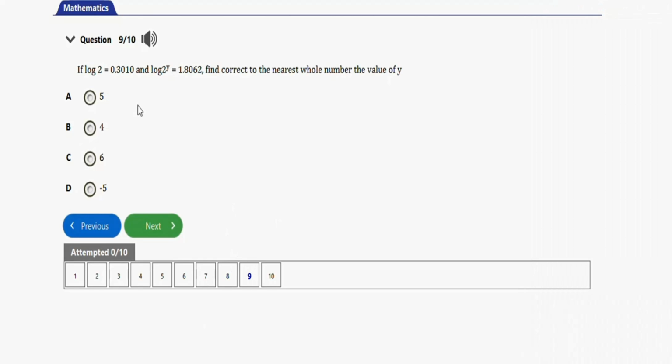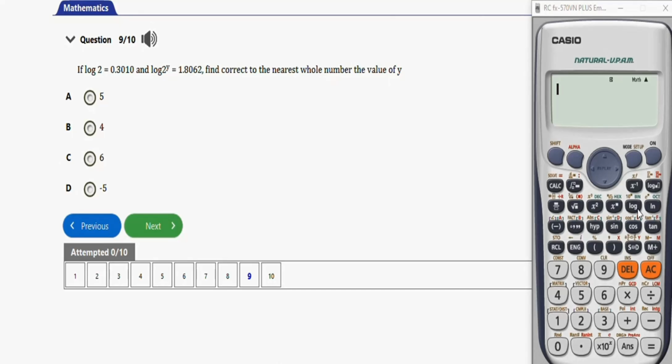So guys, the question says if log 2 equals this value and log 2 to the power y equals this value, find, correct to the nearest whole number, the value of y. So this question is also very simple. I'm going to show you now. Let's bring the calculator. Okay, so we have log, make use of this log function, 2 to the power y. We're going to replace y with x. Firstly, let me put the power function, alpha, this, come down, close the bracket, equals, shift, alpha and the solve button.